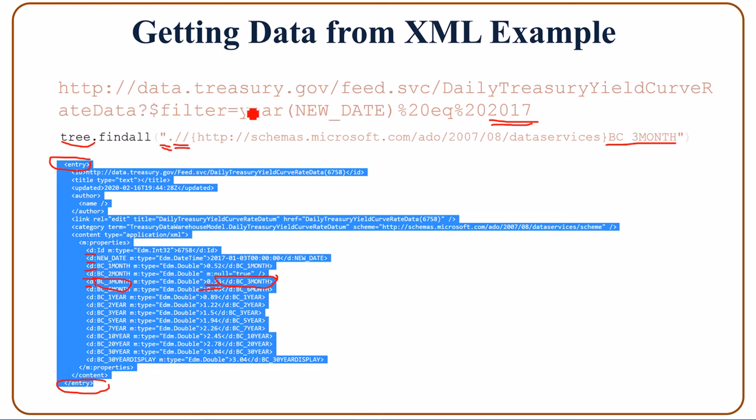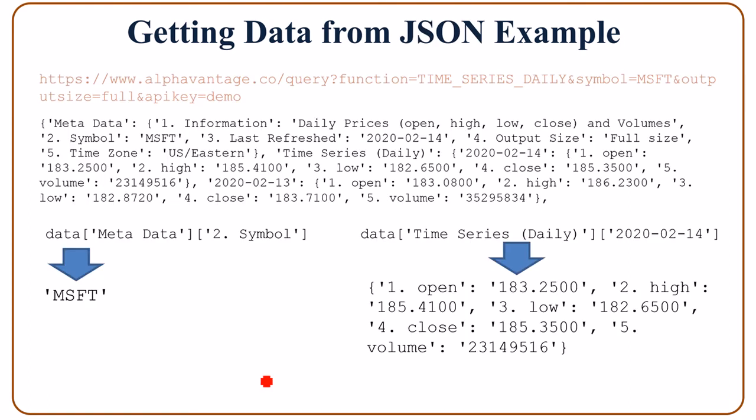In this specific example, we also need to put in the universal resource identifier, or actually the namespace that the XML document contained. This is because there are multiple namespaces. How about JSON data? Let's also take a real example.